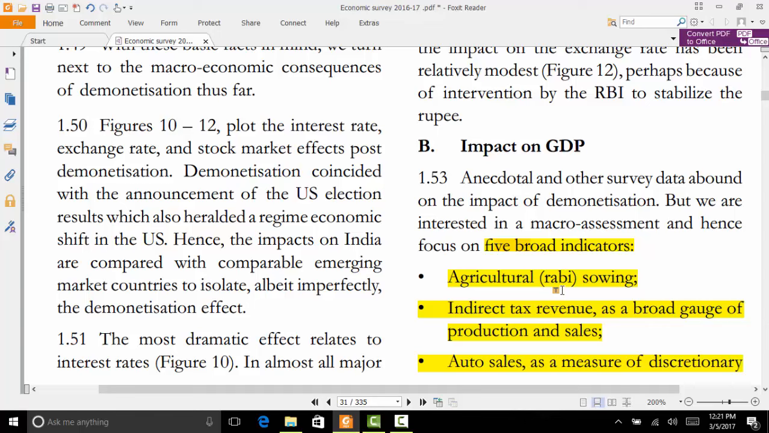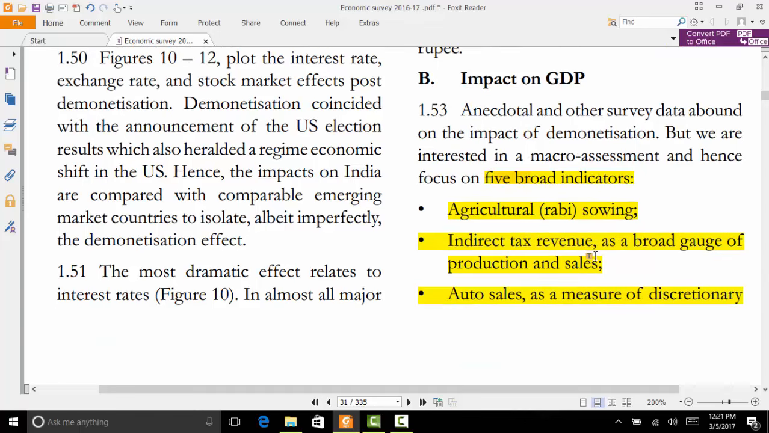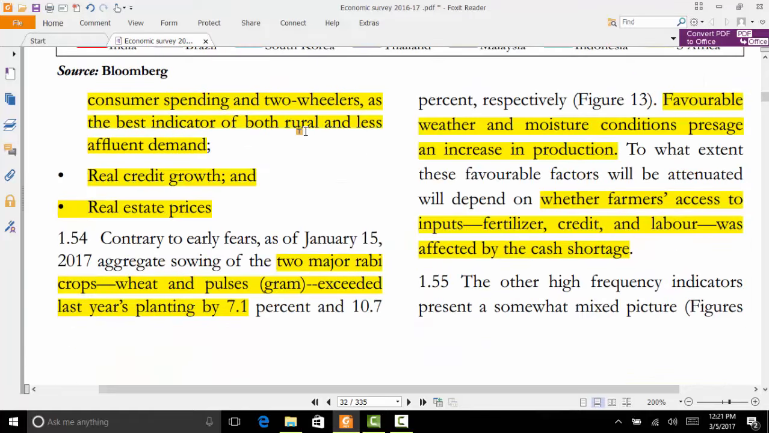Rabi sowing tells about the impact on agriculture. Indirect tax revenue reflects production and sales, because more production, more sales, more indirect tax revenue. Auto sales measure the same way. Two-wheelers, why two-wheelers? Because cars will be bought by the more affluent people. Two-wheelers also tell about the impact on the informal economy, which you cannot get directly, because in the informal economy there is no accounting, no records. So how is the contribution to GDP estimated, and how would the impact of demonetization on the informal economy be got? It is just by estimating their consumption pattern. Even the people working in the informal economy consume and buy things, FMCG, two-wheeler sales. From there, they have tried to get the idea. Same with real credit growth and real estate prices.